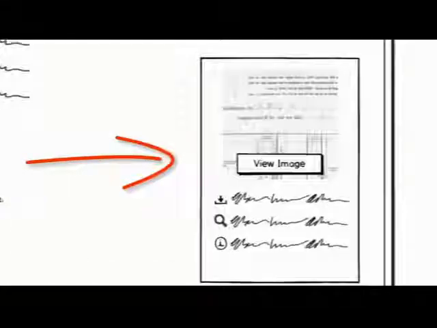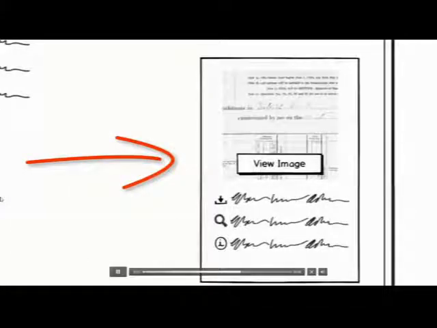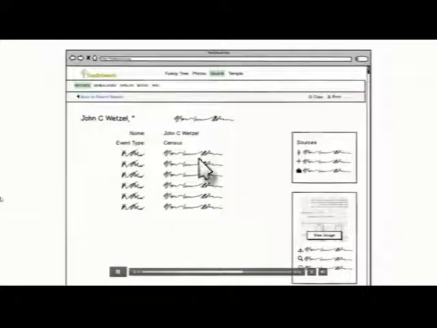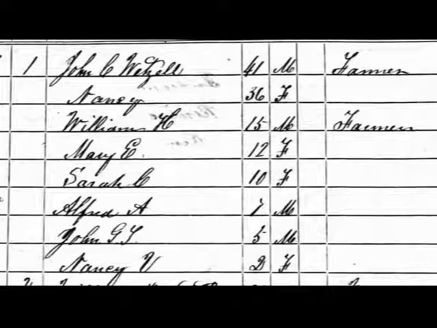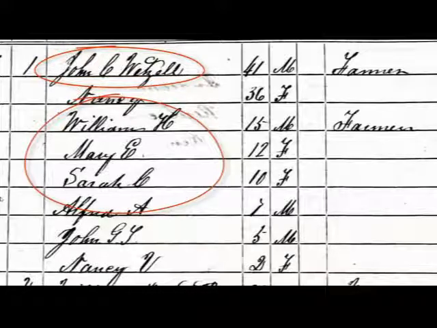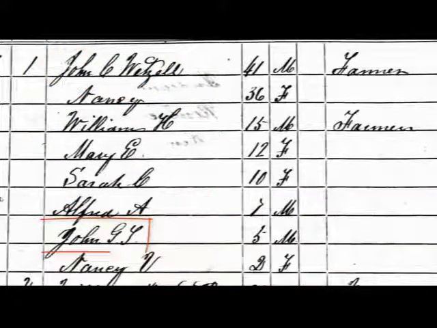Click the View Image button if you want to see the image of the actual document, or you can get most of the information right here. I compare the family in the census to the family in the tree to make sure they match. After I have determined that the record is a match, I look for information that is not already in the family tree. For example, the father's name matches and the children's names match, but look here. A son is listed that is not in the family tree.